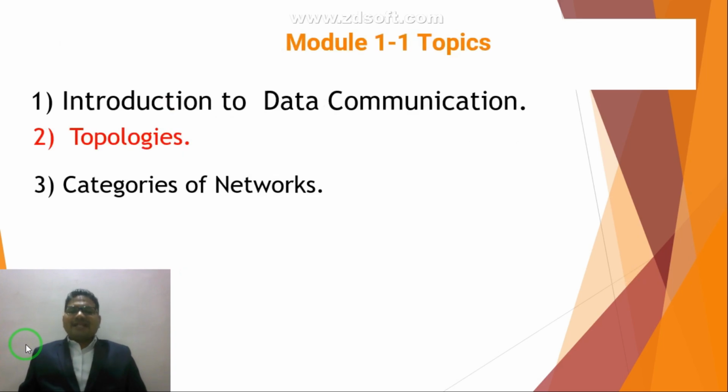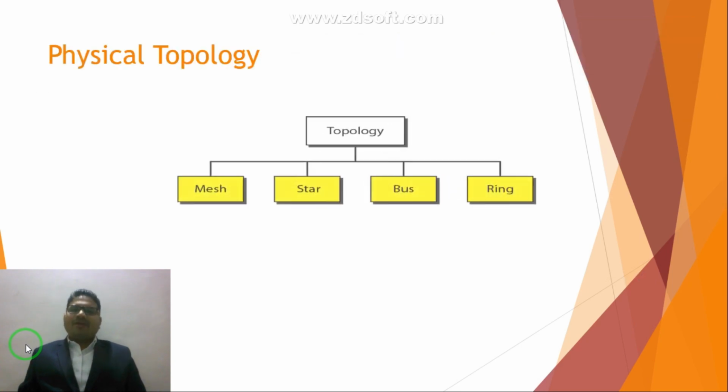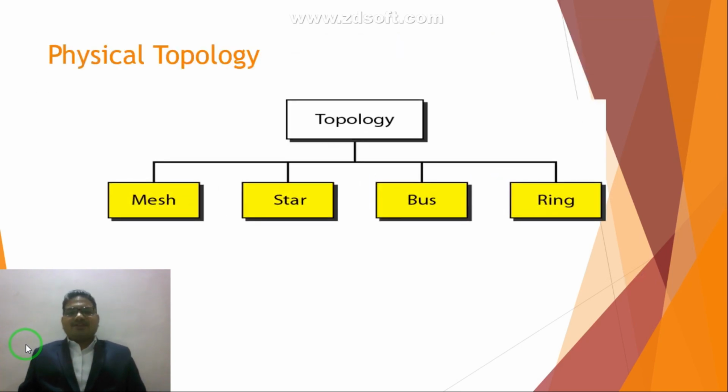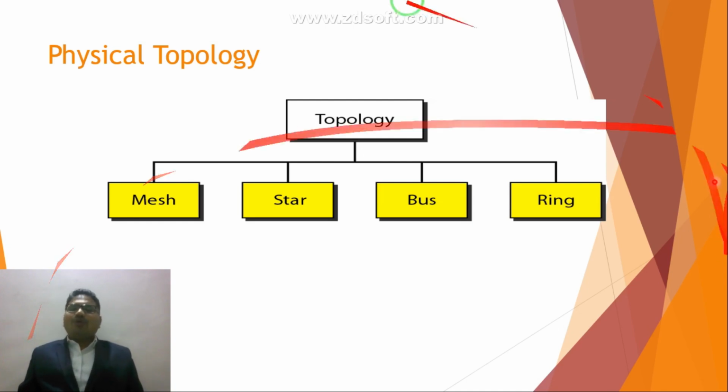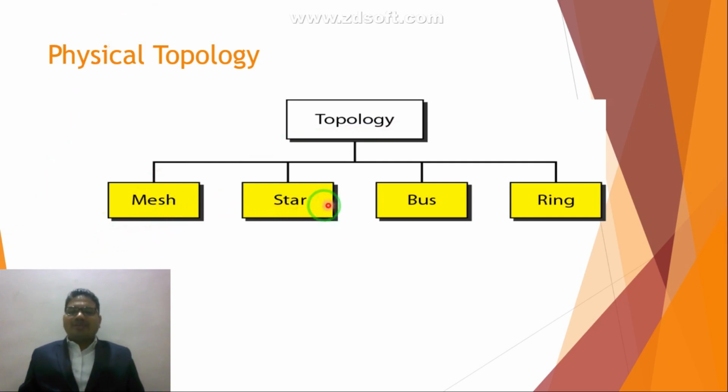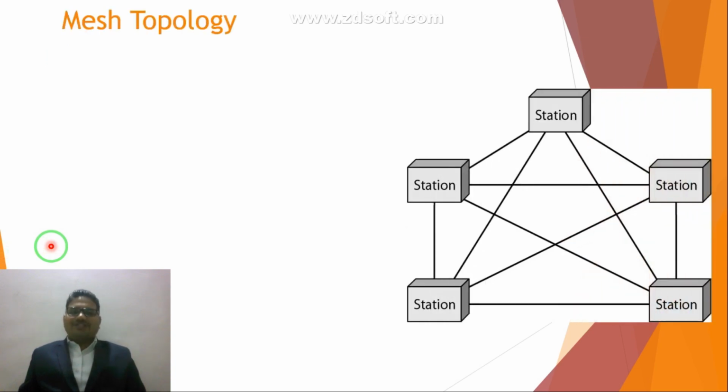Now, the next topic that we are going to study is topologies. So what is topology, guys? Topology means how your network is physically laid out, the geometrical representation of the relationship of the links connecting the devices. The topology could be mesh, star, bus or ring, and hybrid. So we will start with mesh topology.